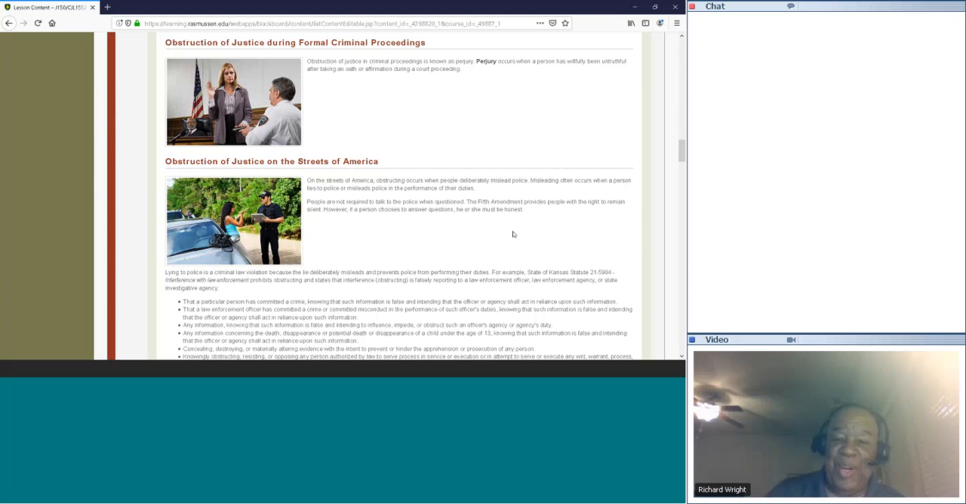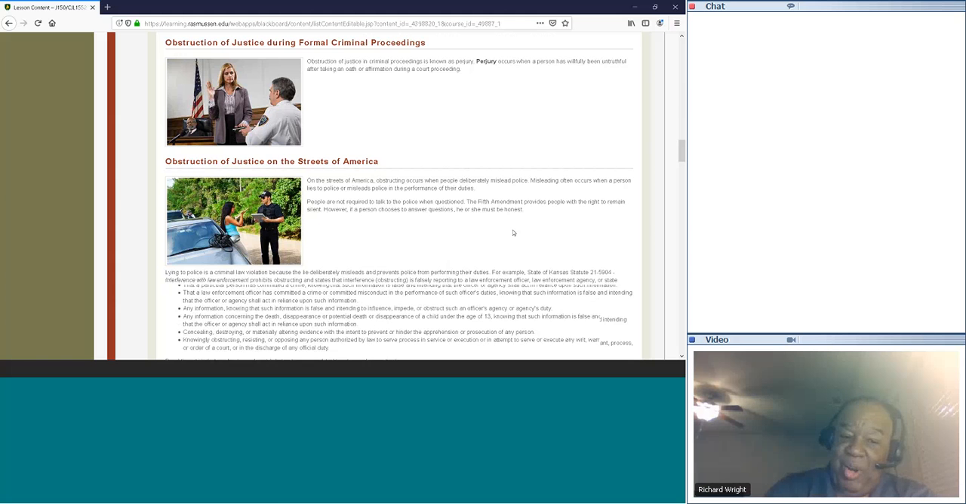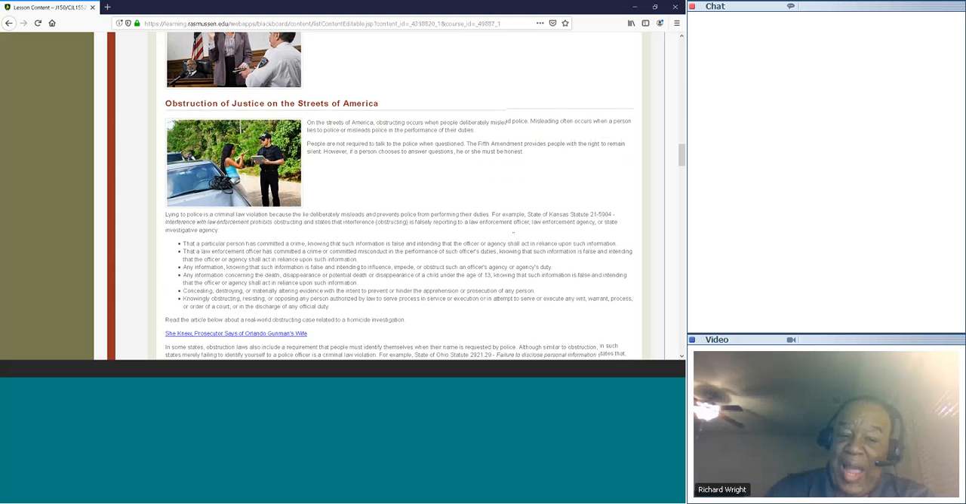It says people are not required to talk to police when they're questioned, and you know that, right, because of the Fifth Amendment, and provides protection. However, if you choose to answer a question, then you need to tell the truth. Otherwise, you can be charged not with perjury, but with obstruction of justice, because the law enforcement people are going to rely upon your statements or information in their investigation.